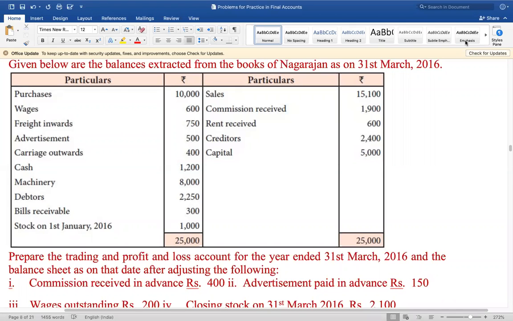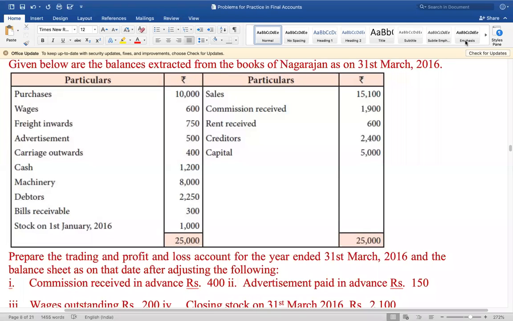Expense. Okay. So these 3 should be taken into trading account debit side. Okay, go ahead. Next, advertising or advertisement. Amount paid for advertisement. Paid means expense. Expense. Okay. P&L account. Indirect. P&L account.